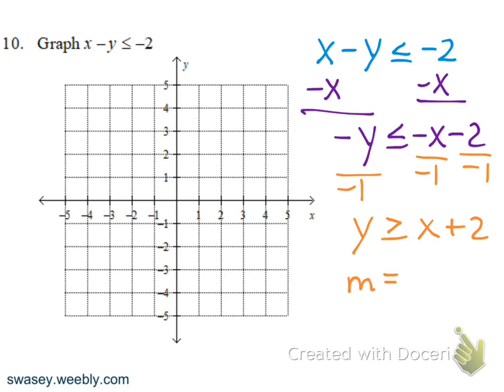So looking at it in slope-intercept, we see our slope is 1, y-intercept's 2. So plot a point at 2, go up 1 to the right 1. You can also go down 1 to the left 1. This one's going to be a solid line because of the or equal to.